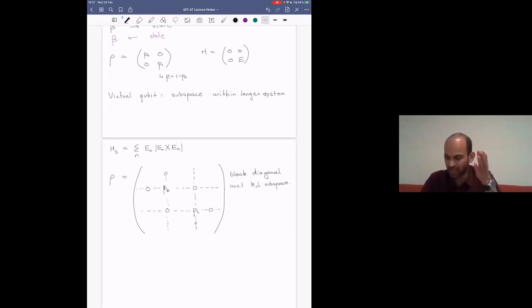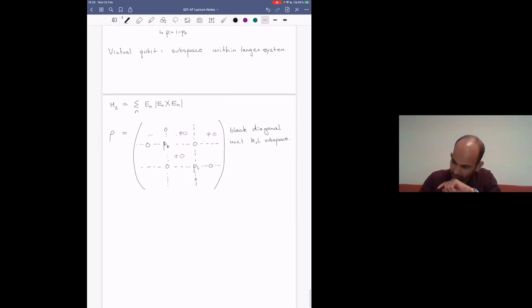So what this means is that in the K row and the L row and the K column and the L column of the density matrix, there are no off-diagonal elements. There are only the diagonal elements. Of course, there can be a lot of stuff here that is not equal to zero, but we don't care about that. We only focus on this qubit subspace.